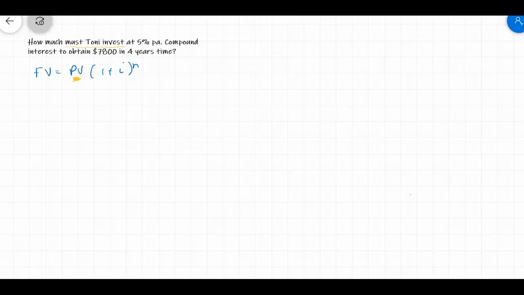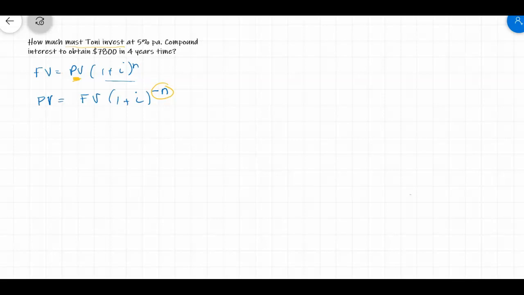do the algebra of dividing by the 1 plus i to the n, this last section. However, the book does it for you. So it swaps it around and says the present value is equal to the future value multiplied by 1 plus i to the minus n. So in this case, this is the bit that's different.